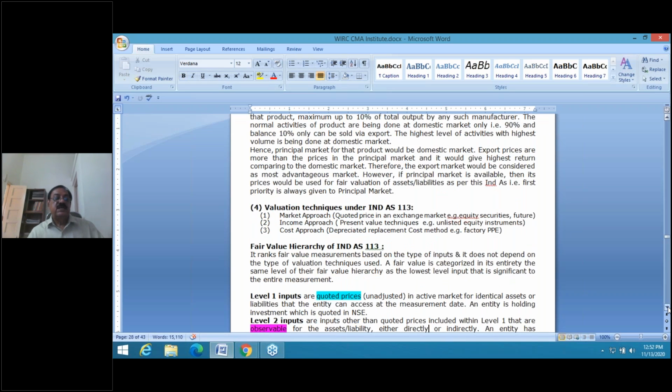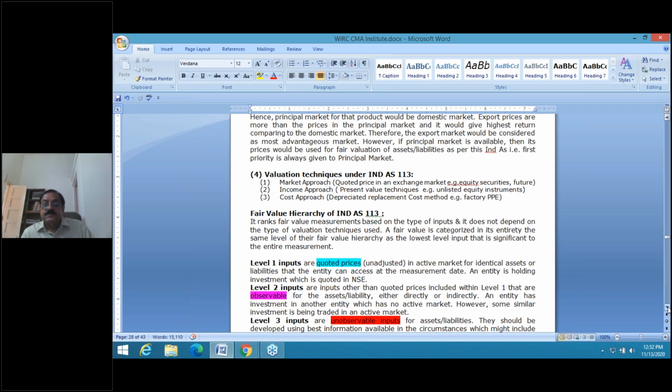Then a question can be asked on valuation techniques: market approach, income approach, cost approach. Already a theory question has been asked. I'm explaining very briefly. Market approach: how you take the fair value, price in the market, which market you will consider. The market approach uses a quoted price in an exchange, like equity shares, futures.